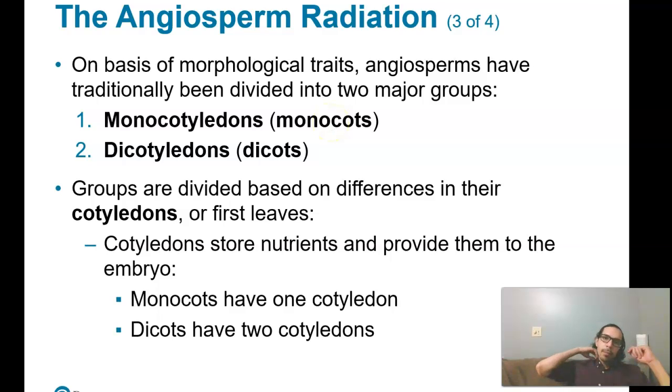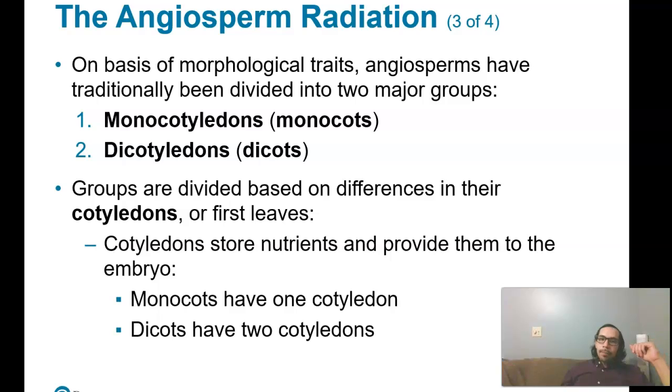When you look at the morphological traits, angiosperms have traditionally been divided into two major groups, the monocotyledons or monocots and the dicotyledons or dicots. These groups are based on the differences of the cotyledons or the first leaves. These are just the first initial leaves that grow out of the seed when the plant sprouts.